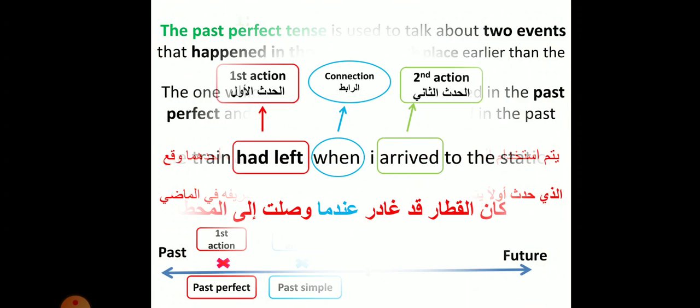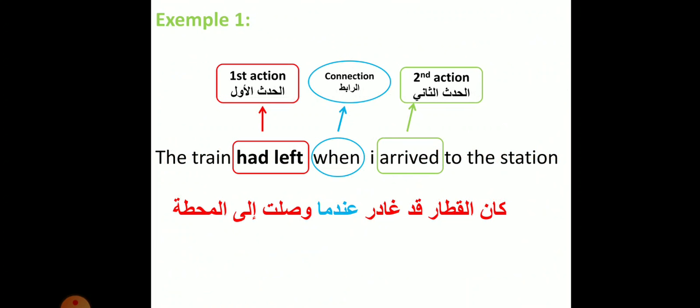Okay, so let's see the first example. The train had left when I arrived to the station. The train, or it, had left. The train had left is the verb to leave in the past perfect. It is the first action. When I arrived to the station, when is the connection. I arrived to the station is the second action. Okay?